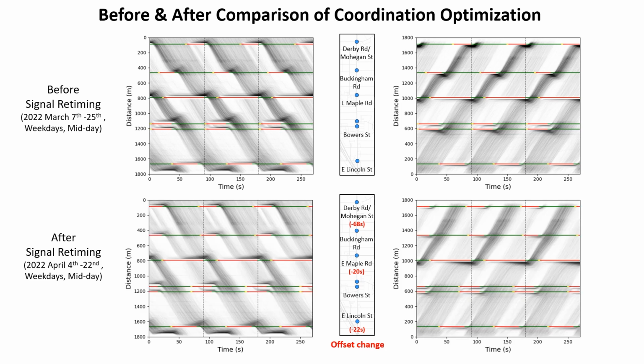These are the aggregated time-space diagrams from 3 weeks of data after the signal retiming. The average number of stops and delay was reduced in both directions.